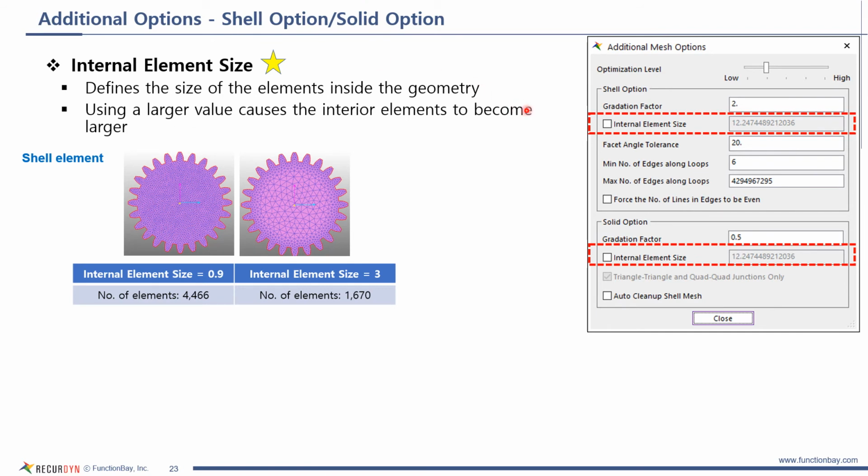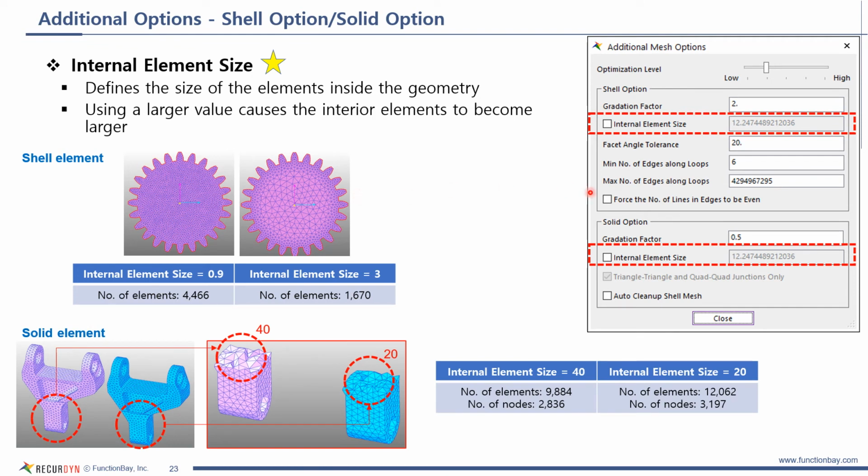Internal element size is an option to define the size of the element located inside the geometry. A larger value causes the internal elements to be meshed larger. Larger elements means fewer elements. If the deformation in the interior of the body is not significant, then larger elements can reduce the simulation time. This is the option we use for such cases. Internal element size can be set independently for shell options and for solid option. As you can see, using a larger element size can reduce the number of elements.